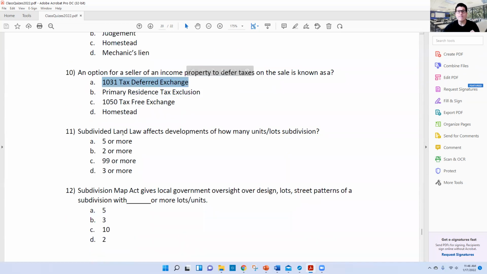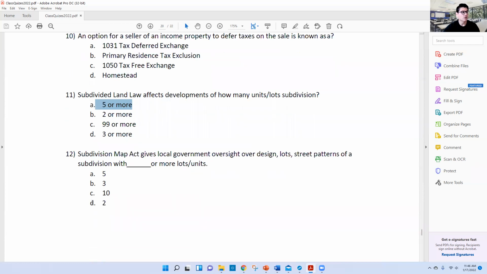Here we go. Subdivided land law. You should think, well, subdivided land law, that was the DRE, final public report, 5 or more, correct. That applies to developments, lots, units, or apartment to condo conversions of 5 or more. Now a separate law, the Subdivision Map Act, that kicks in when? 2 or more.